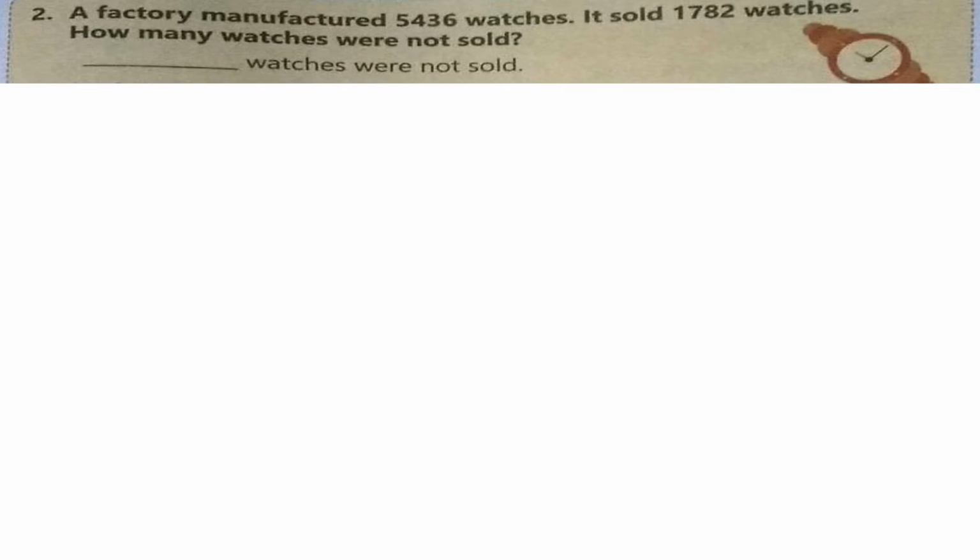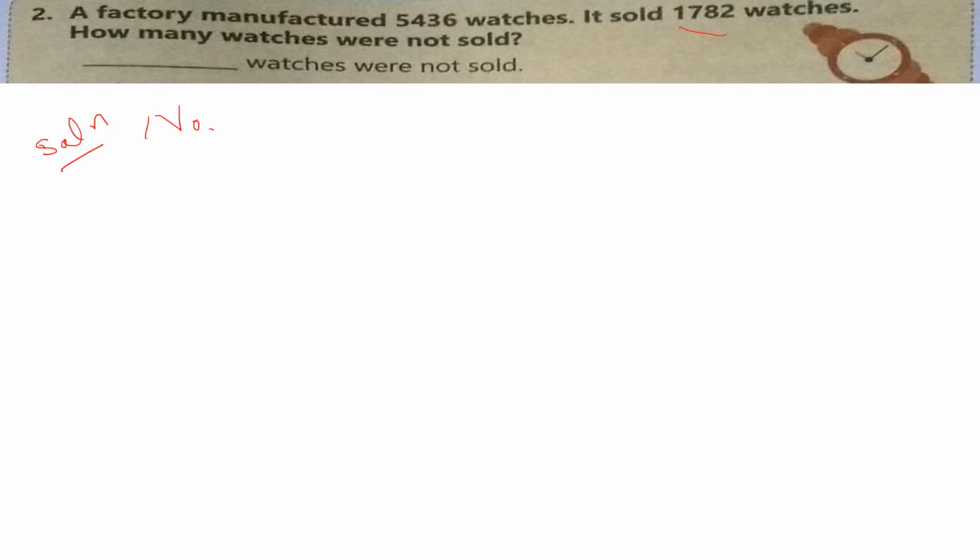A factory manufactured 5,436 watches. It sold 1,782 watches. So how many watches were not sold? Means out of 5,436 watches that are there, and out of that 1,782 watches are sold. So how many watches are not sold? What we have to do? Subtraction. So let's do it. Solution.